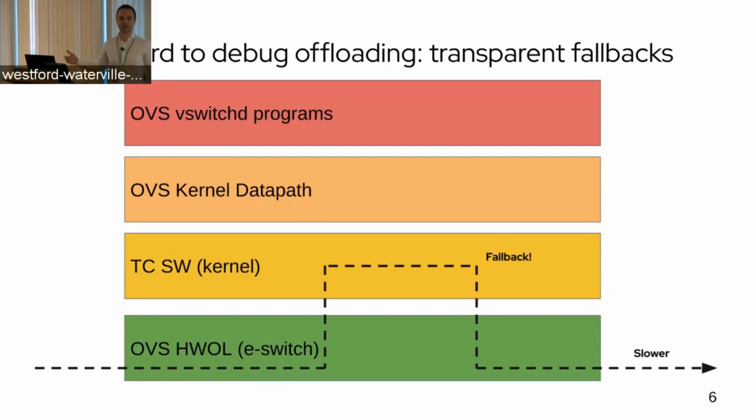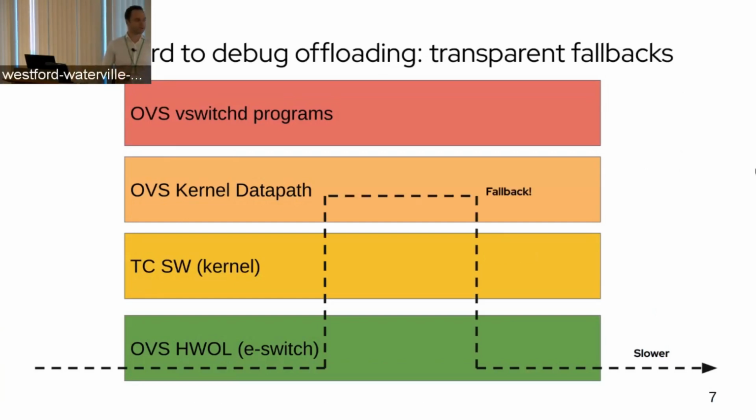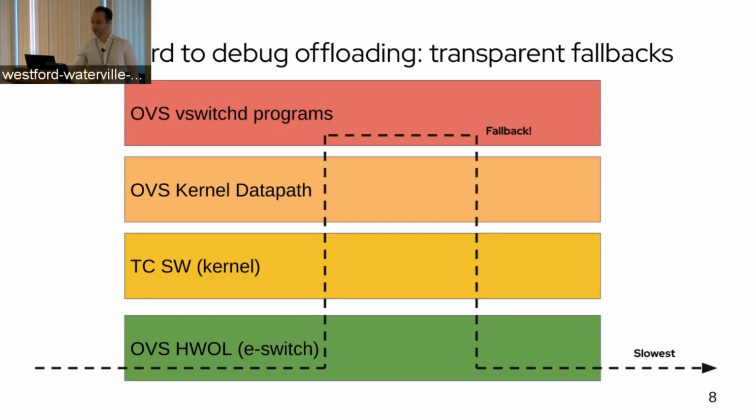The first thing it goes to is the TC software part of the kernel, which is also quite fast, but it's already a bit slower. So this is something you already want to avoid if you want maximum performance. And if for whatever reason there is also something wrong in the TC software part, then there's another fallback to the OVS kernel data path, equally fast, but another level of fallback. And then finally, which is the worst case, you end up in user space. This is the slowest, but in some cases we see packets going there too. So this is the picture you need to keep in mind when you're debugging the offloads.